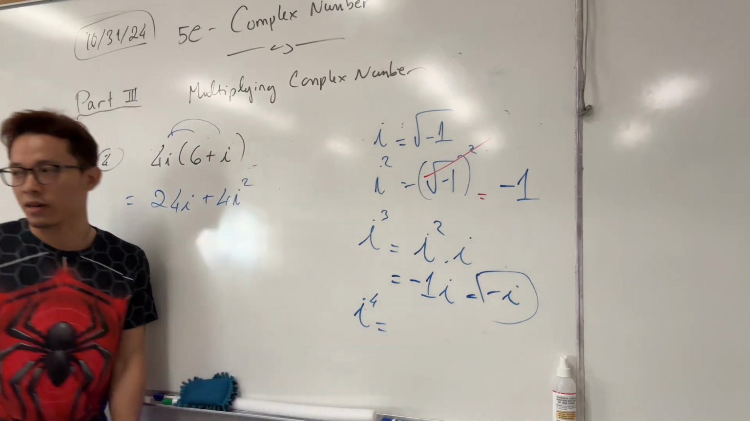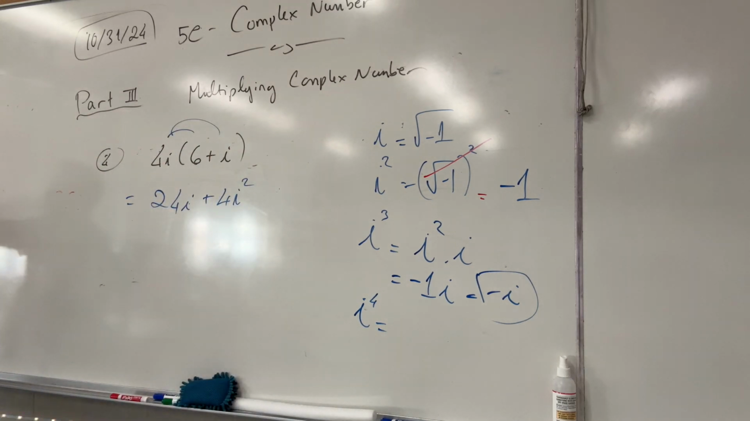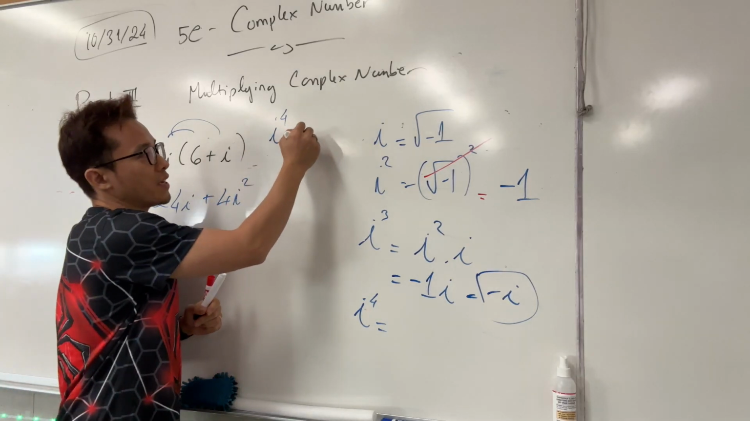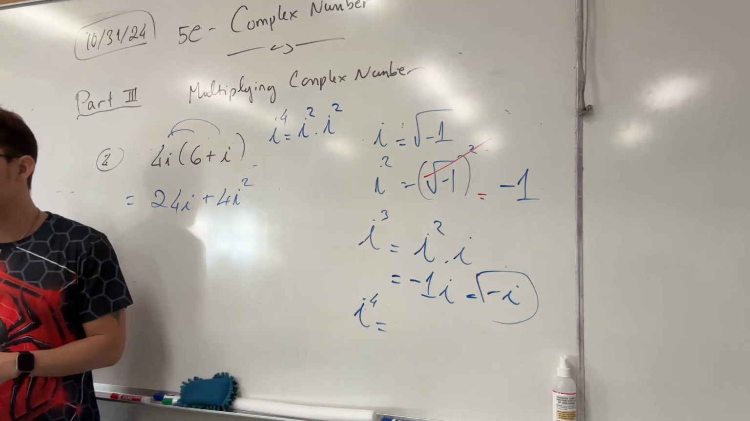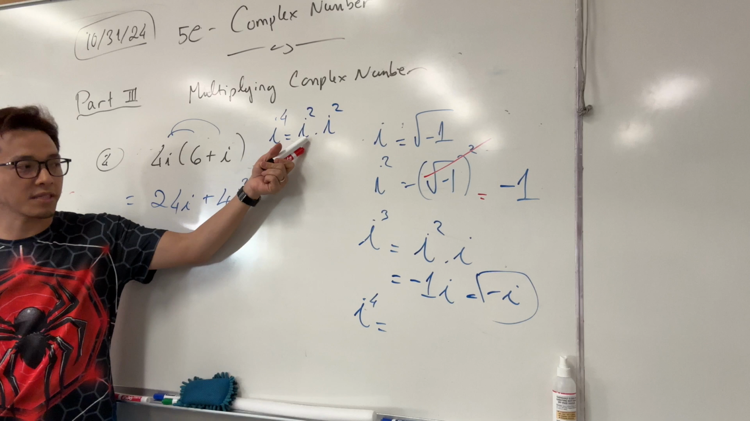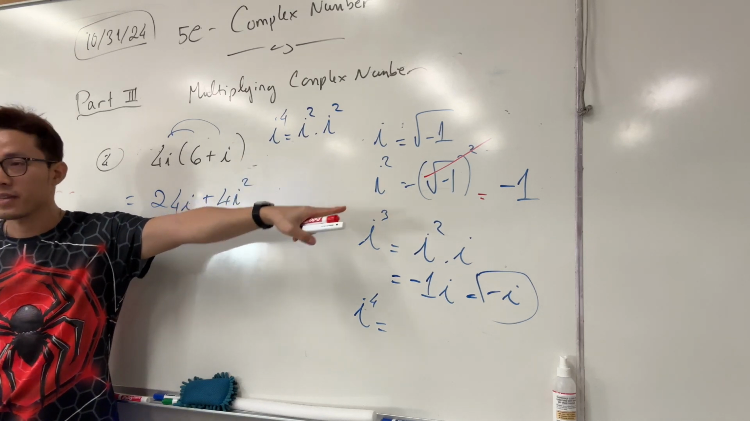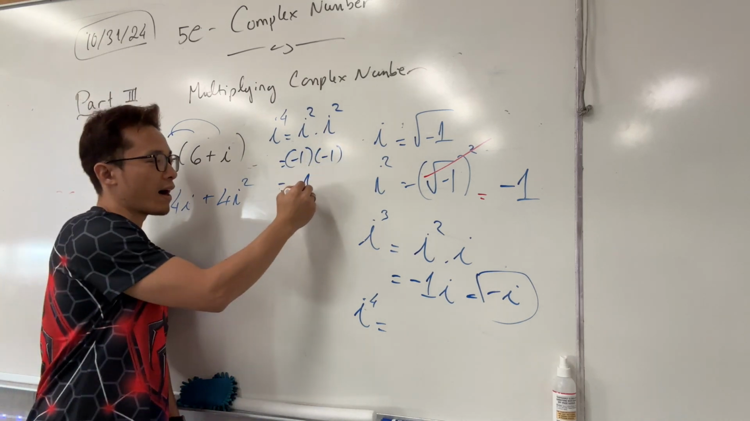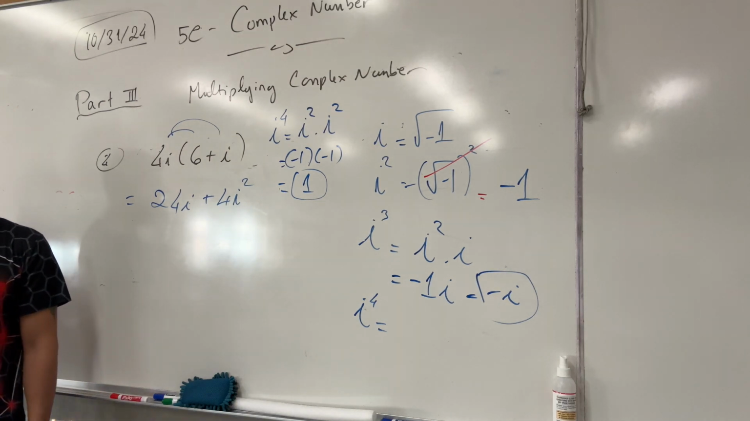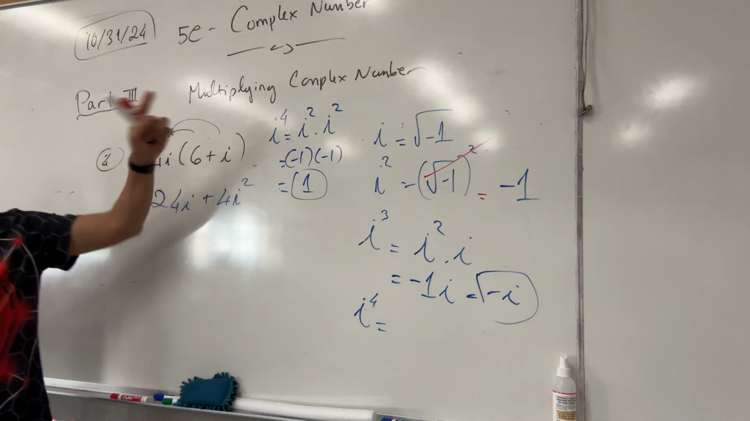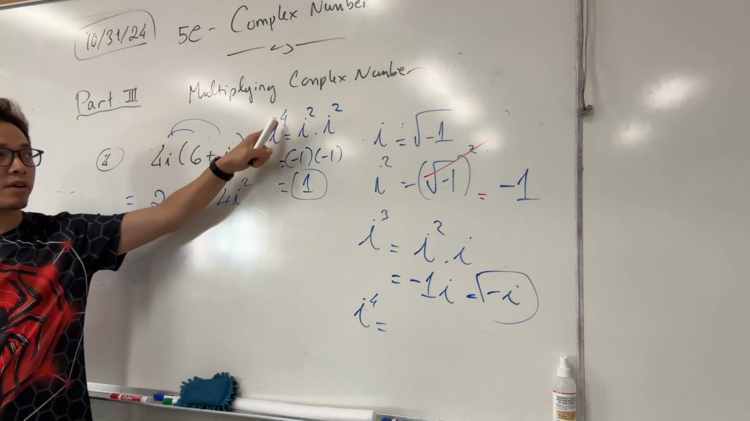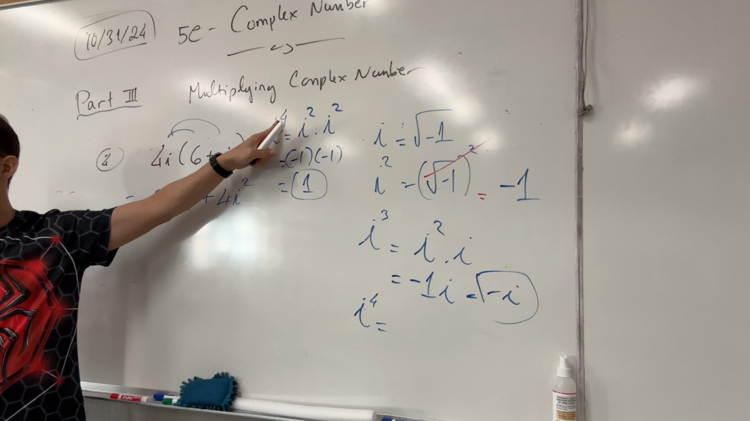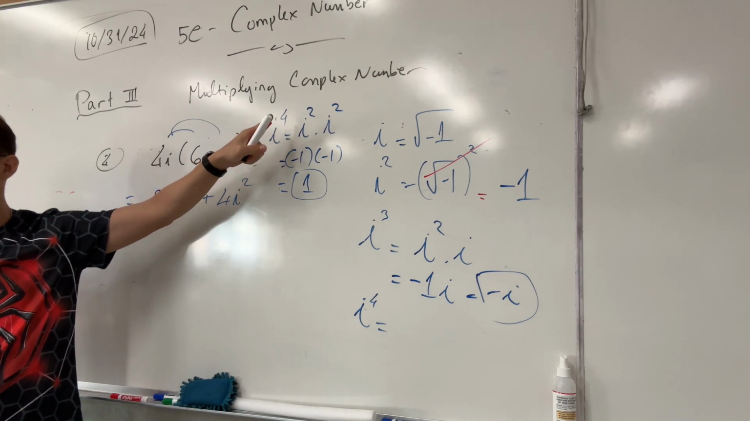Now i to the 4. What is i to the power 4? i to the 4 is i squared times i squared. Do you agree? Yes. Why do we practice? Because we know what i squared is. What is i squared? -1. So that means -1 times -1. What is -1 times -1? 1. Make sense? So notice this: every time the power goes back to 4, you have just 1. That means you can cross them out. You okay, Rico? Okay.